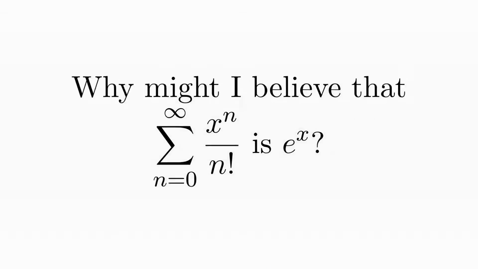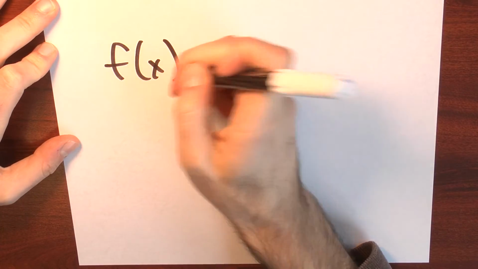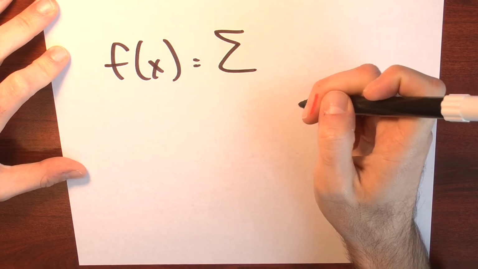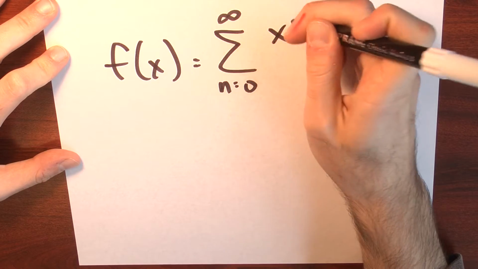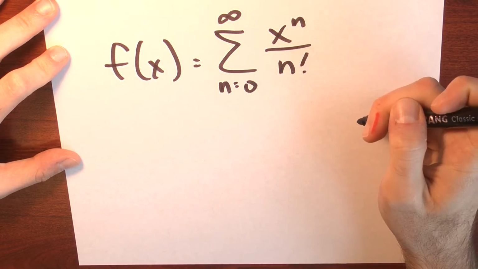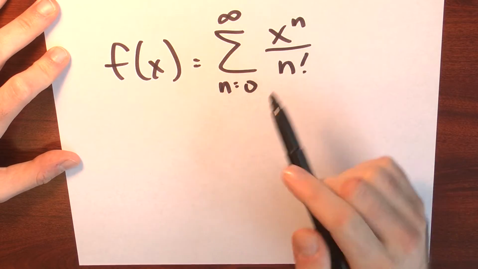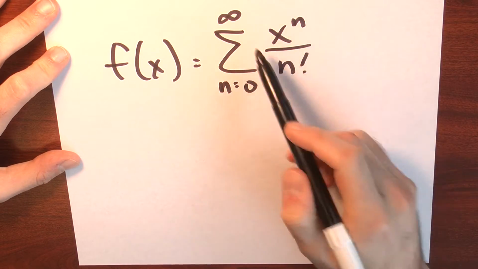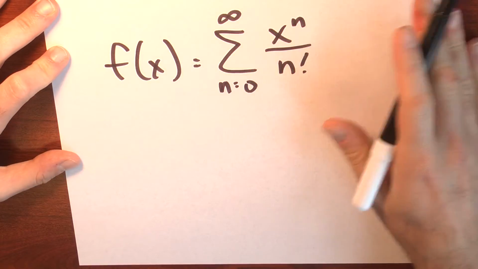Evidence for e to the x. I've already mentioned this remarkable result. Let's define a function f of x, which is equal to the value of this power series, the sum n goes from 0 to infinity of x to the n over n factorial. Now earlier, we've seen that the radius of convergence of this power series is infinite. So this power series converges regardless of what value I choose for x. So this is a function whose domain is all the real numbers.